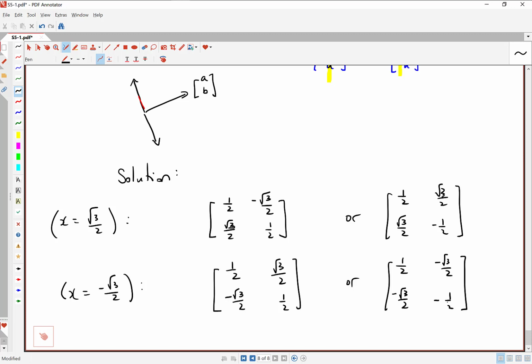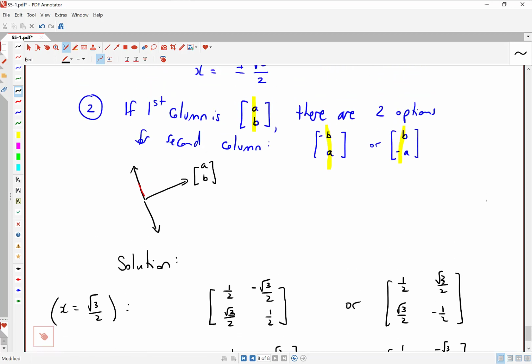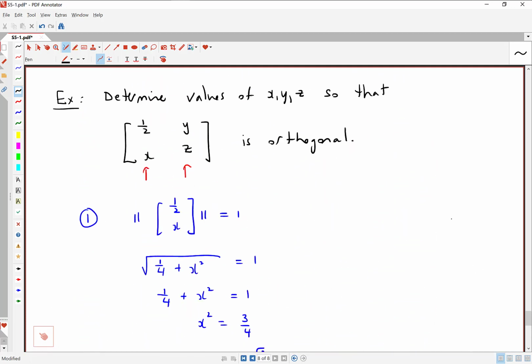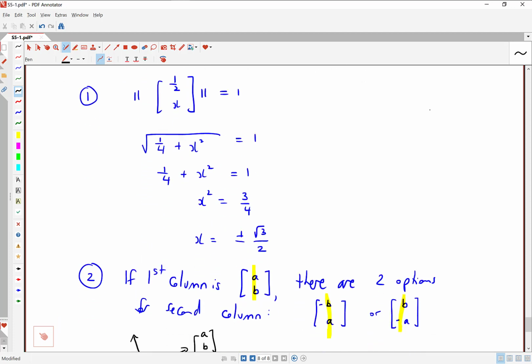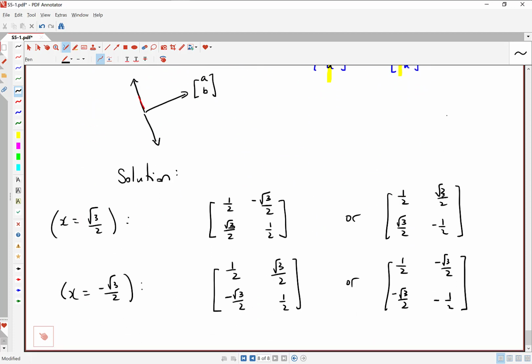Remember, an orthogonal matrix has to have columns that have length 1, and all those columns have to be orthogonal to one another. So let's just confirm that we've answered the question: determine values of x, y, z so that the matrix is orthogonal. I think it's acceptable to give your answer in matrix form, because then it's just a little bit more clear that you have found a solution.